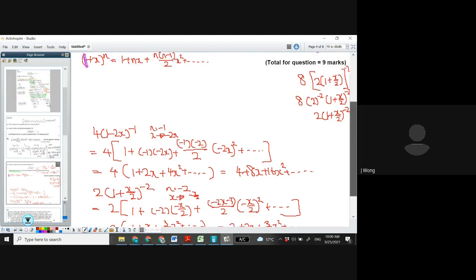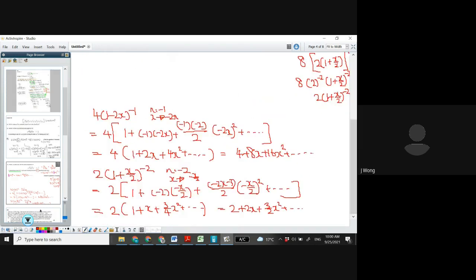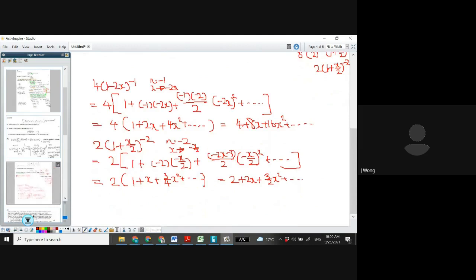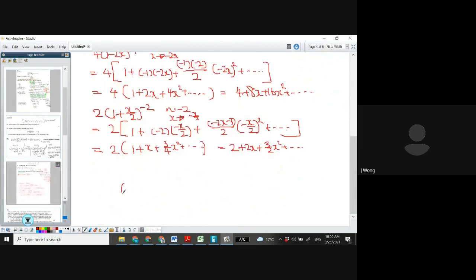Okay, and now we are adding these two on. So I'm just going to add these two up. So I'll have 4 plus 8x plus 16x squared plus 2 plus 2x plus 3 over 2x squared, which I'll have 6 plus 10x plus that will be 8 over 2, sorry, 32 over 2, so that will be 35 over 2x squared.